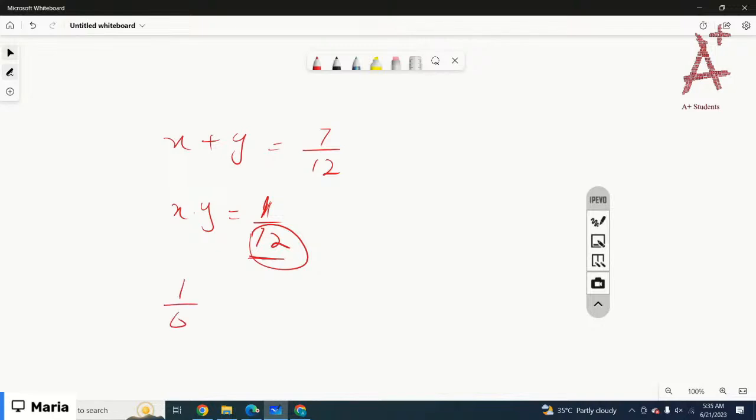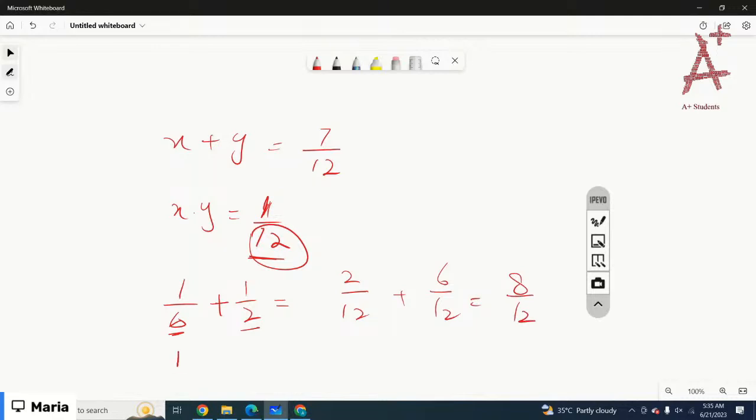1 by 6 and 2 by 6. Got it? That when you multiply them, it makes 12. But when you add, let's see, 6, you have to multiply this by 2. It would be 2 over 12. And this by 6, it would be 6 over 12. No, but this way they can make 8 over 12. Got it?